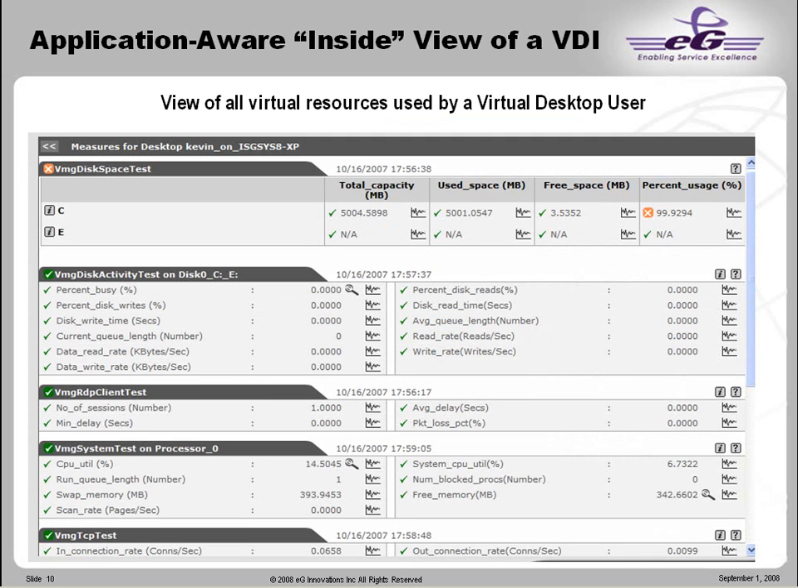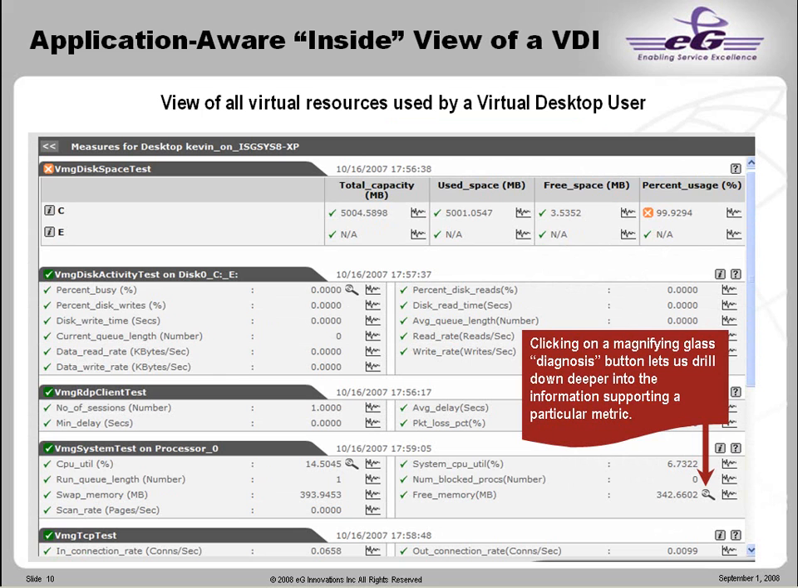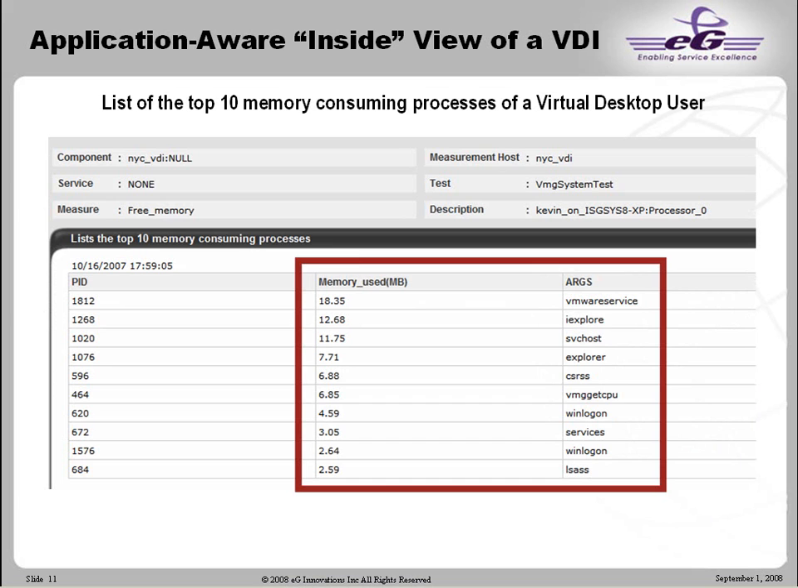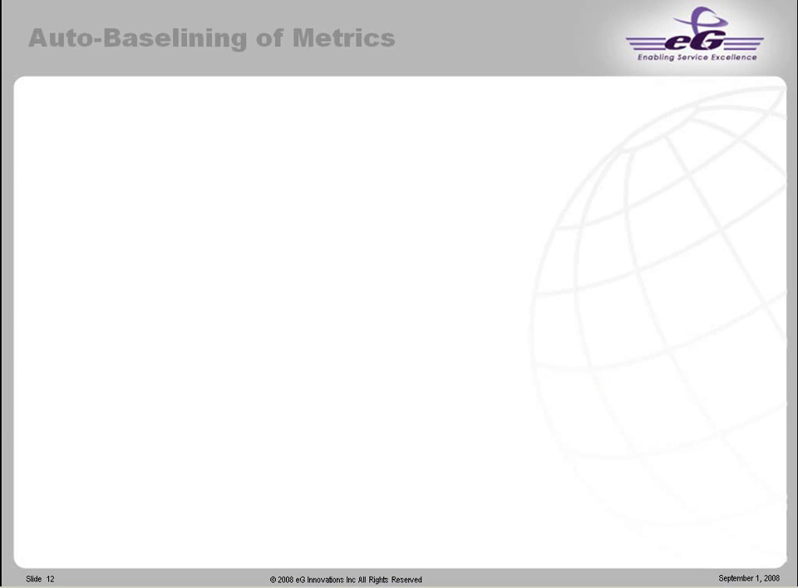In this application-aware inside view of a VDI, we can see all virtual resources used by a virtual desktop user. Clicking on a magnifying glass diagnosis button lets us drill down deeper into the information supporting a particular metric. In this case, this brings up a list of the top 10 memory-consuming processes of the virtual desktop user.